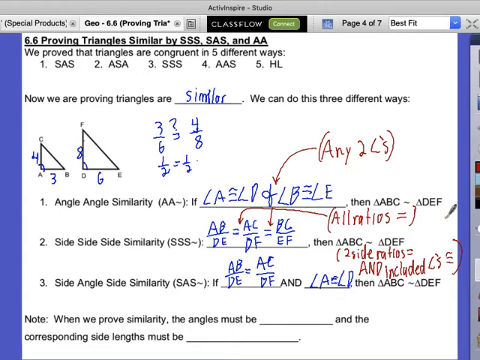Classic. So note, when we prove similarity, the angles have to be congruent, just like with congruent triangles. But before, some corresponding side lengths had to be congruent as well. Now corresponding side lengths must be proportional. So that's what's changing from congruent triangles to similar triangles: angles still have to be congruent, but now side lengths have to be proportional, whereas with congruent triangles, side lengths have to be congruent because they're the same measure. Questions on that? Okay.